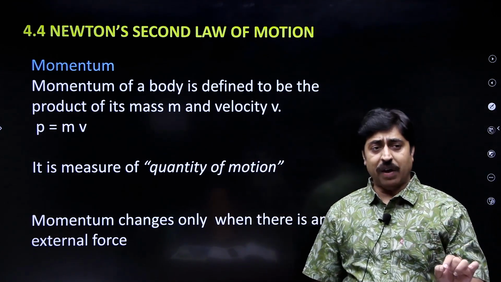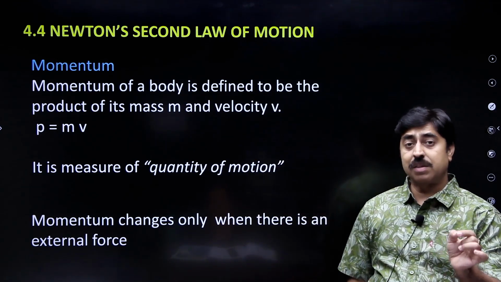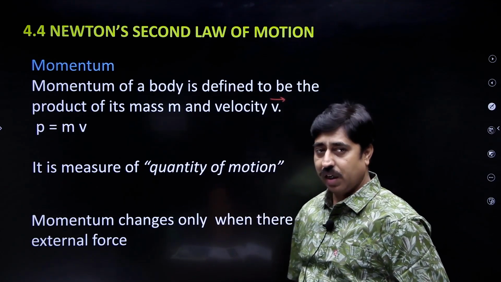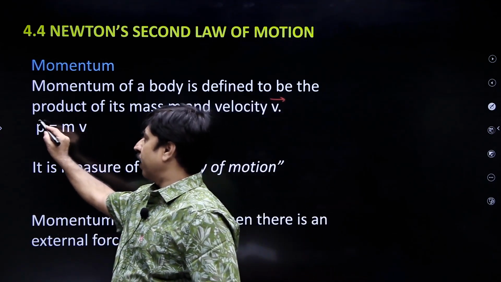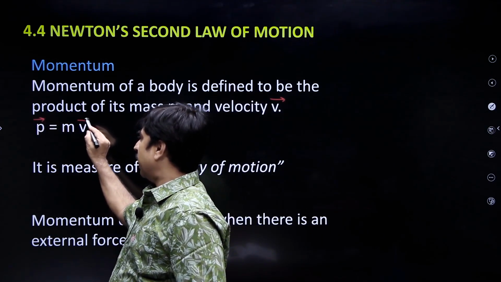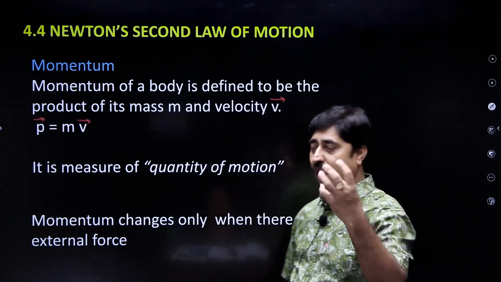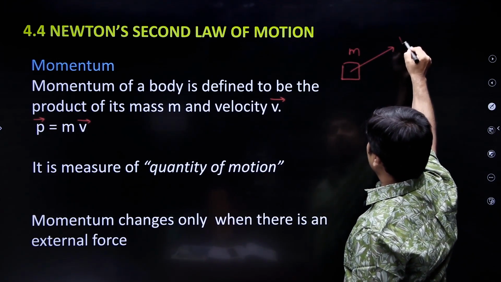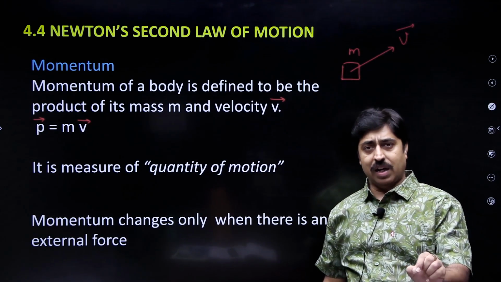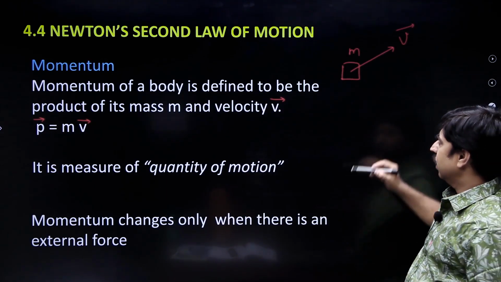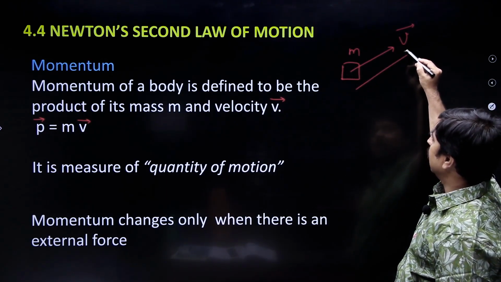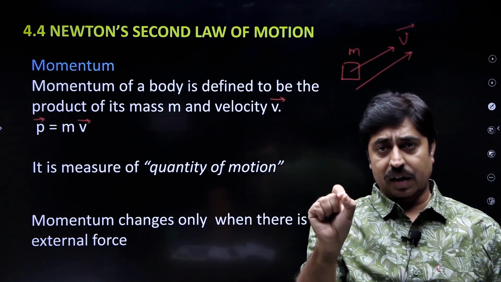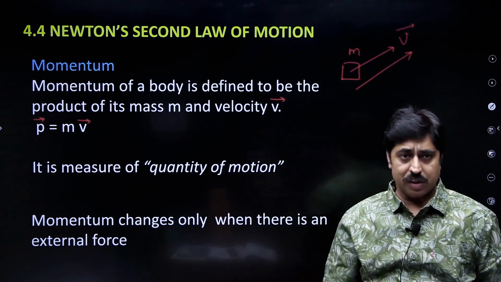Momentum of a body is defined as product of its mass and velocity. Here velocity is a vector quantity, momentum is also a vector quantity. Momentum is mass times velocity. If you have a body of mass m traveling in any direction with velocity v, then we say that momentum of this object is m into v in this direction, in the direction of velocity. Momentum vector is always directed in the direction of velocity vector.